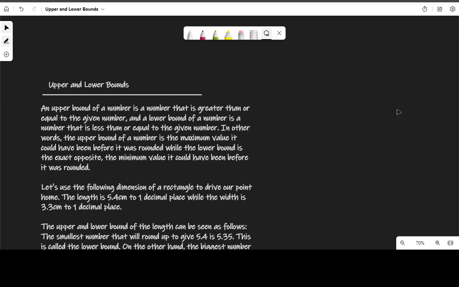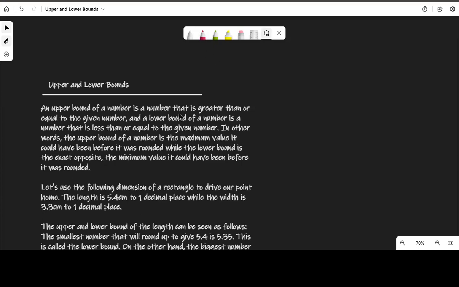So an upper bound of a number is a number that is greater than or equal to the given number, while the lower bound is a number that is less than or equal to that given number. In other words, the upper bound is the maximum value it could have been before it was rounded up, while the lower bound is the exact opposite. That is, the minimum value it could have been before it was rounded.